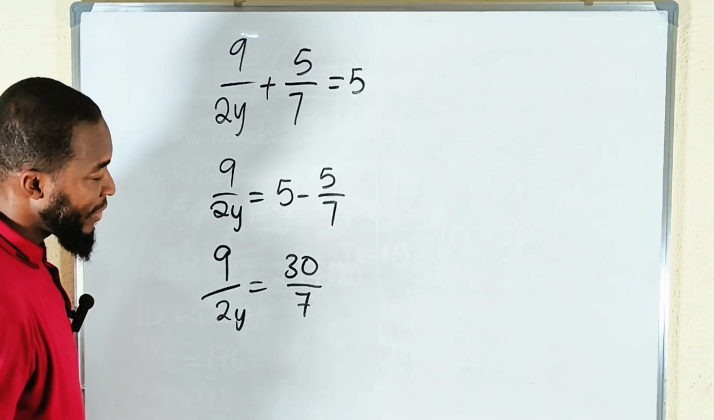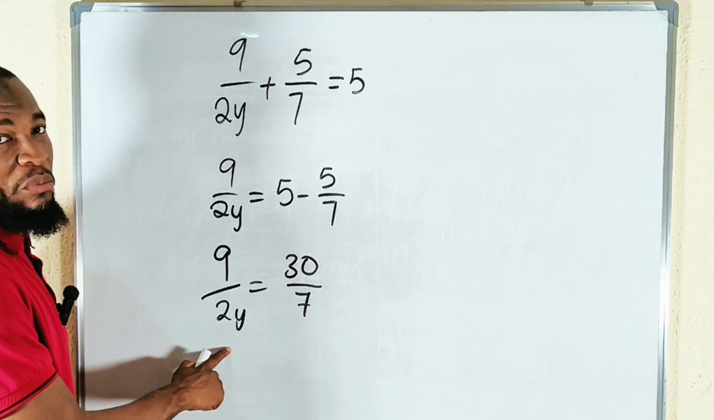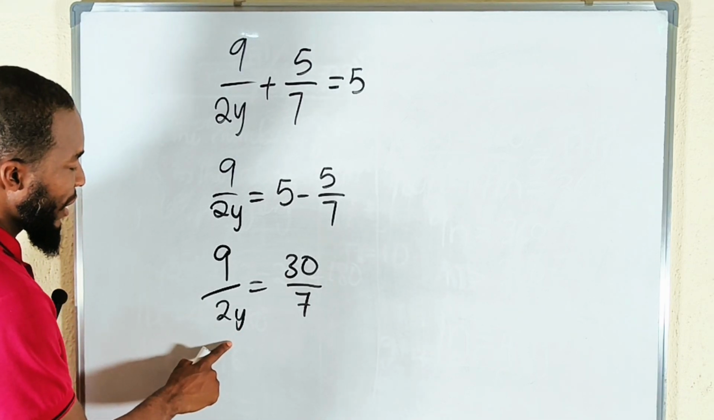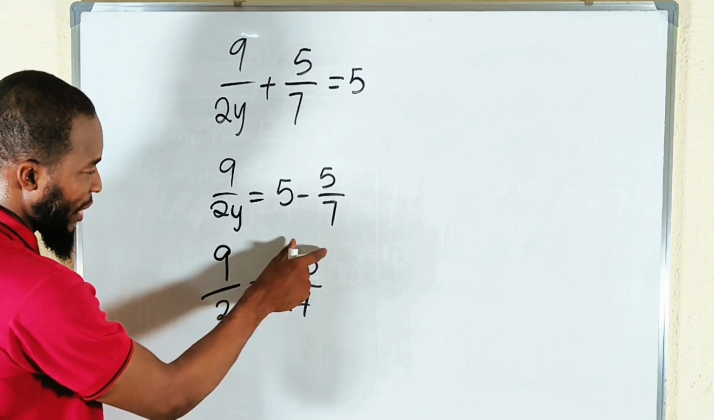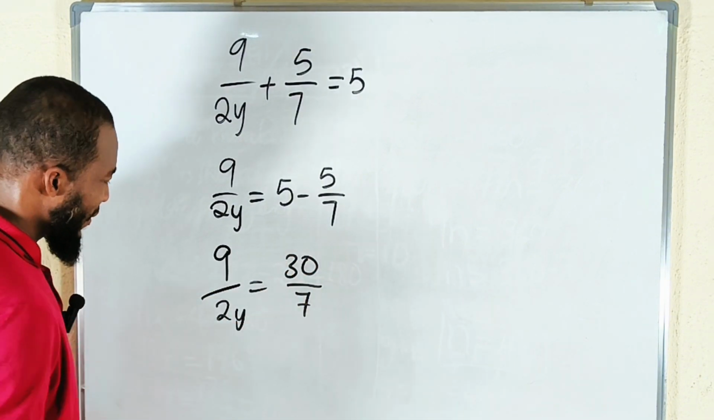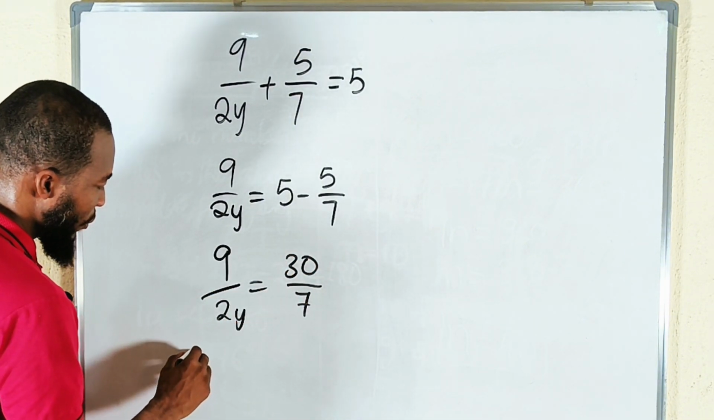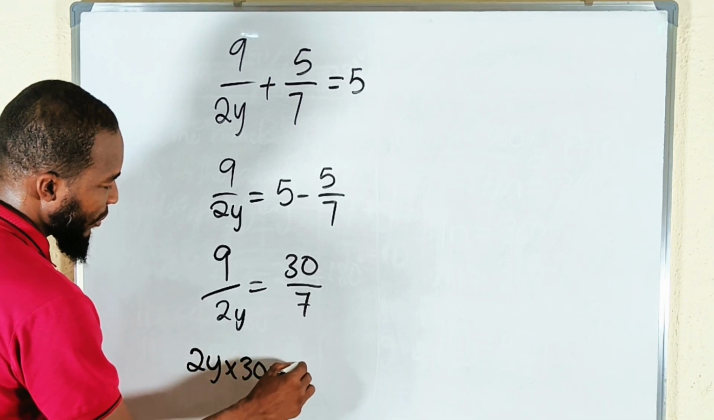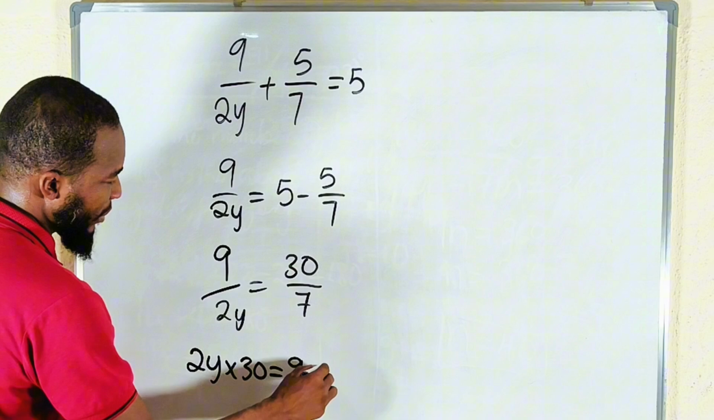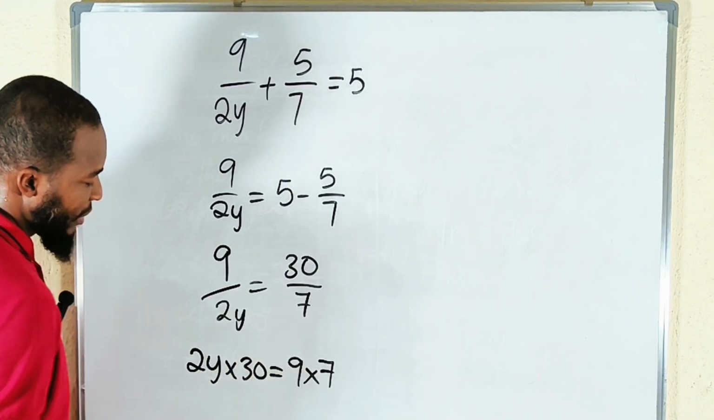But sometimes I don't even like that cross multiplication once I can make y the subject, because I know I can easily switch these numbers. Take this 2y here, bring 30 here, all the same. But let's cross multiply, which means that 2y multiplied by 30 is equal to 9 multiplied by 7, right?